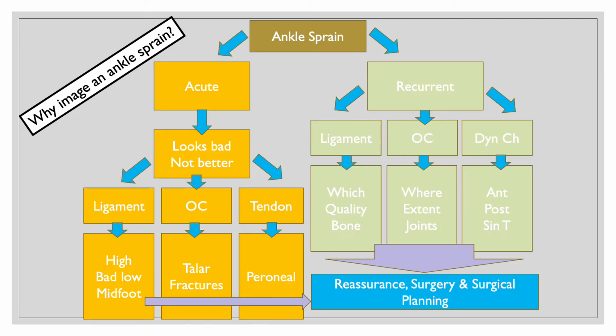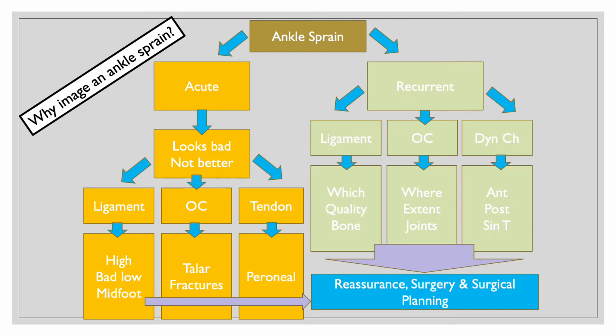So if we think about imaging an ankle sprain, I think all of us have had ankle sprains fairly often. And the question always is, why are we imaging an ankle sprain? So we can image an ankle sprain in an acute situation or in a recurrent sprain situation. If we image in an acute situation, it's primarily because it looks bad, or it's not getting better as often as we expected. And here what we're looking to see is, is it the ligaments that are involved? Which are the ligaments that are involved and how badly they're involved? If it is an osteochondral lesion that has occurred as a result of this ankle sprain, and then if there are tendons that are involved.